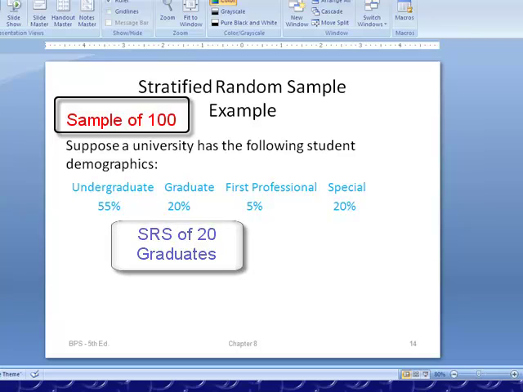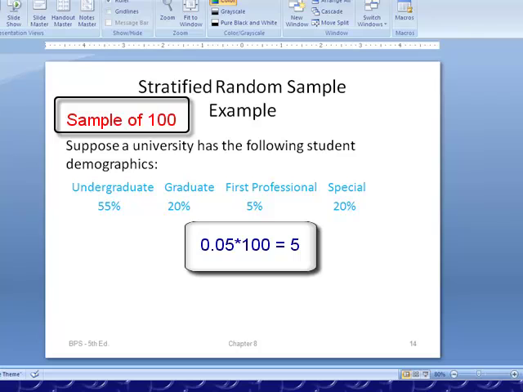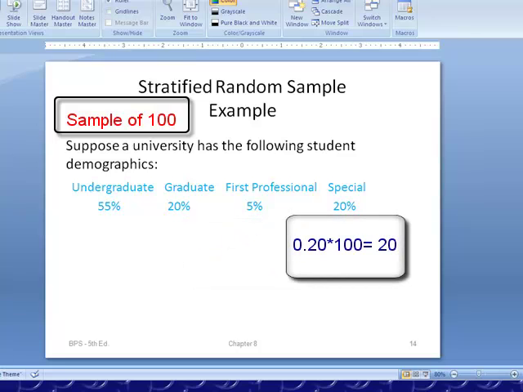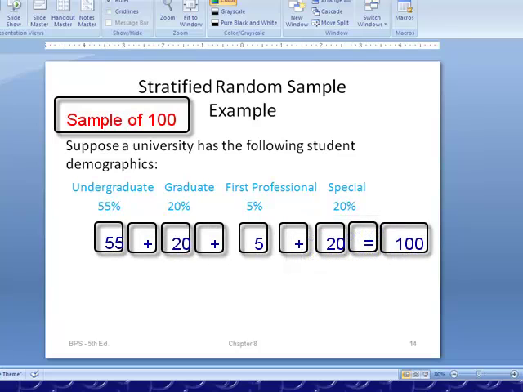Then we're going to get 5% of our sample. So we'd say 5 times 100. And so that would be 5 would come from first professional students. So we'd take a simple random sample of 5 from the professional students. Then we want 20% to come from our special category. So we'd say 0.20 times 100. That would mean 20 will come from the special students. So I'll take a simple random sample of 20 students. When I combine all these strata, I will have 100 students altogether.